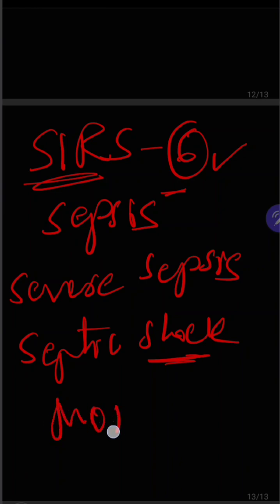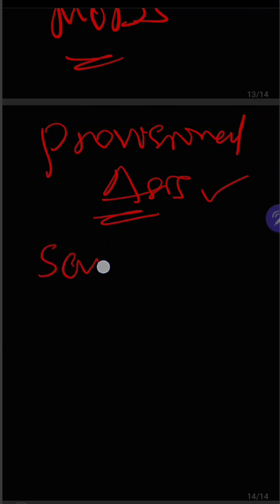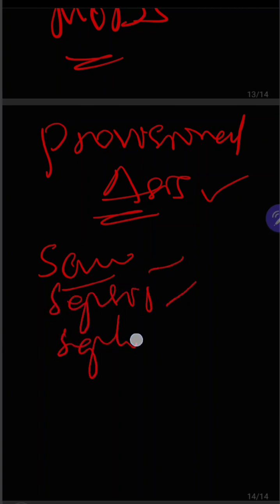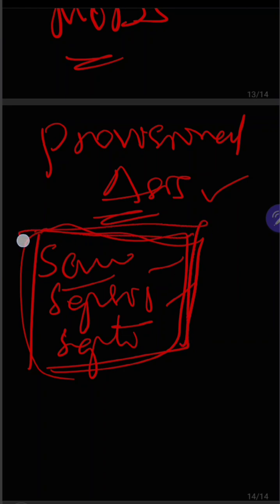And then comes MODS. So whenever we write the provisional diagnosis, we have to be specific whether it is severe sepsis or septic shock. So if you write it clearly, then it will be very good. Okay.